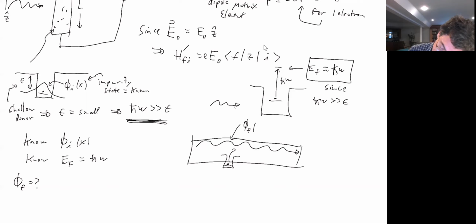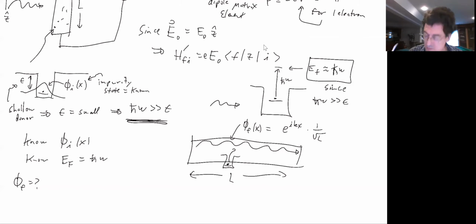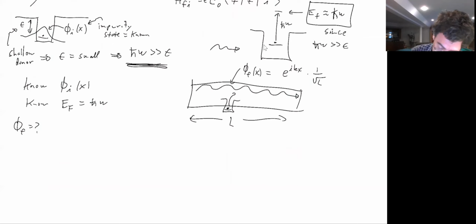So the final state is just a free particle state, which is just a plane wave, e to the i k x. But I have to normalize it because the math gets funky. So let's put it into a box of length L. And so then it's 1 over square root of L. I've normalized it. So it's a box of length L. That's the chunk of silicon that I bought from my manufacturer. Okay, so that's my final state.